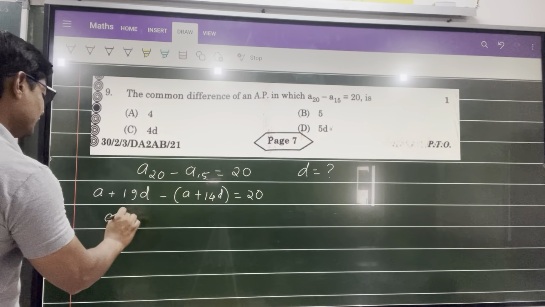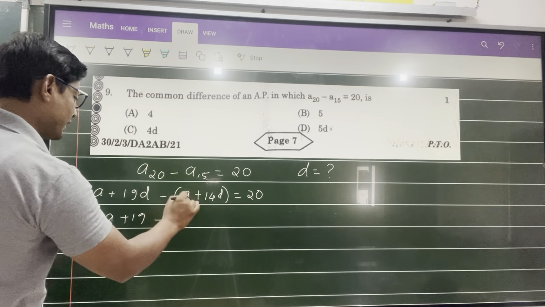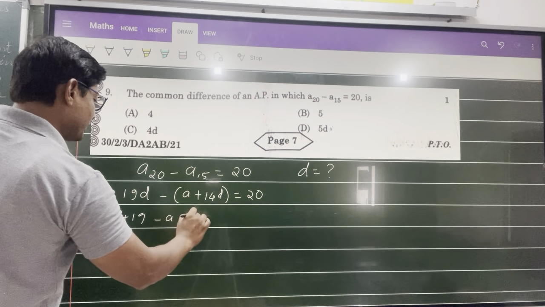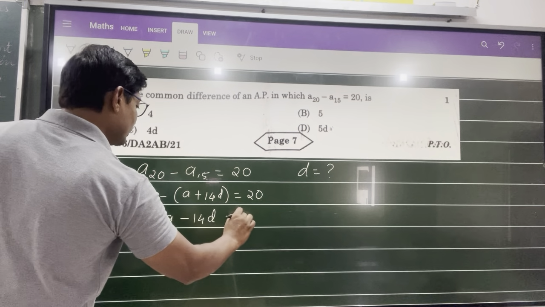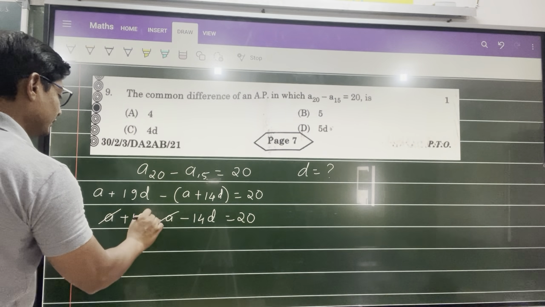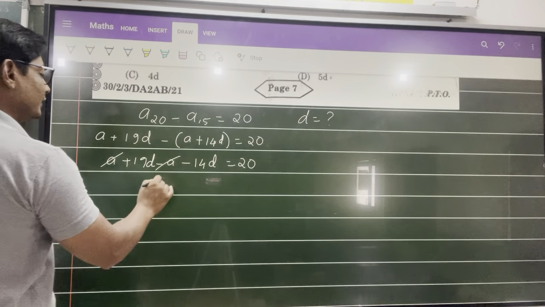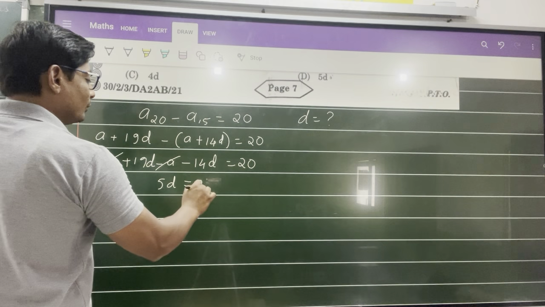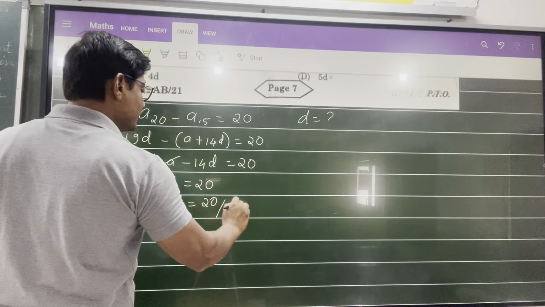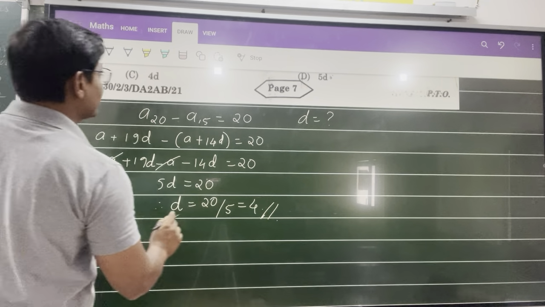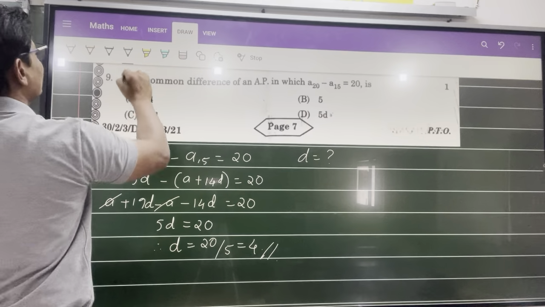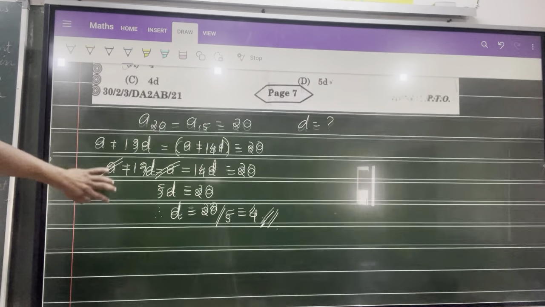So here a plus 19d, so we'll take this minus sign inside, so it is minus a, so plus minus again minus 14d equal to 20. So here plus a minus a will get cancelled, 19d it is. So 19d minus 14d is 5d, 5d equal to 20. So therefore d equal to 20 by 5, which is equal to 4. So 4 is the correct answer. So common difference is option number A, 4.